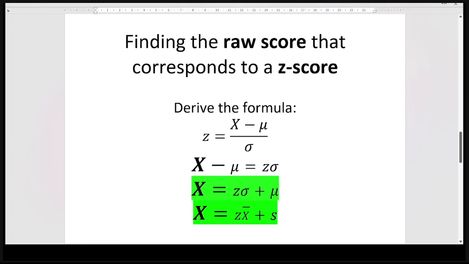Now, if we have sample data, then the raw score is equal to the product between the z-score and the sample mean plus the sample standard deviation. Wait, let me correct this one. To determine the corresponding raw score in a sample data given a z-score, this must be the z-score multiplied by the sample standard deviation plus the sample mean. Yeah, this is the correct formula.